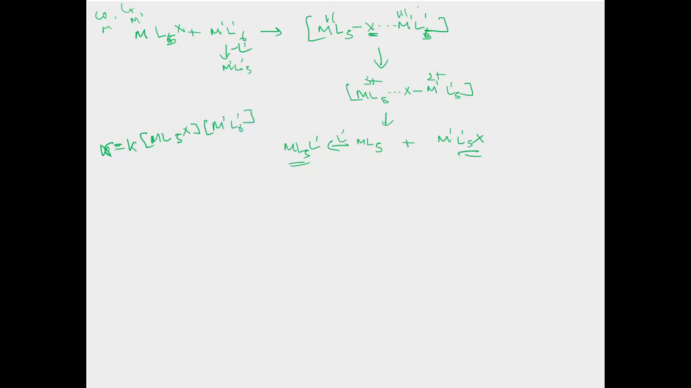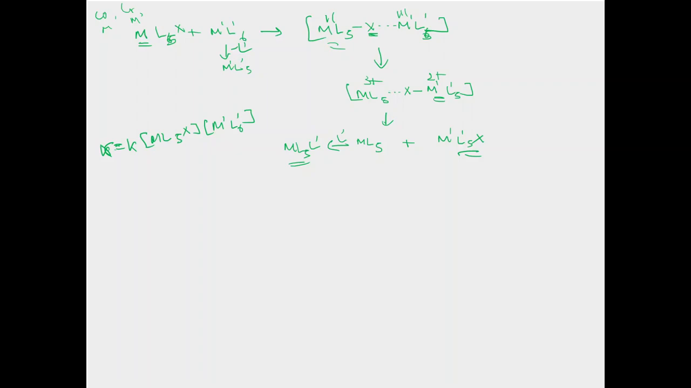Here you see, first this X ligand, the bridging ligand, was coordinated to this metal M. First, it is coordinating and making this interaction with M'-L5 as well. Then via this bridging ligand only, the electron transfer takes place from this metal center to the other metal center. In this process, the bridging ligand dissociates from this metal complex and coordinates with the other one.